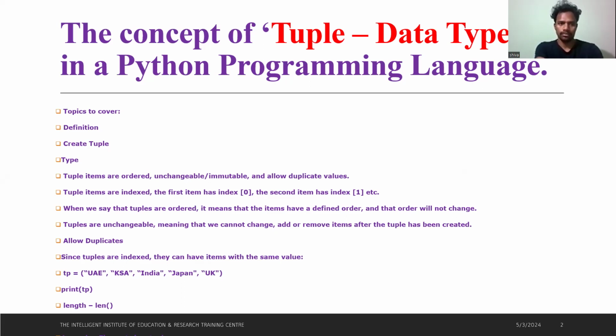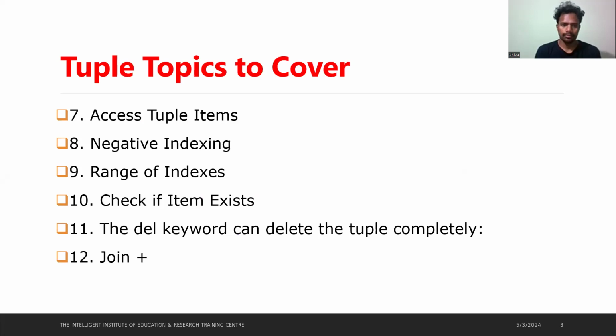Is that clear? Basically, the change is that in a list we can modify the data, which means we can add and remove elements, but here we cannot modify. That is called an immutable data type. Is that clear? So next, how to access the elements.